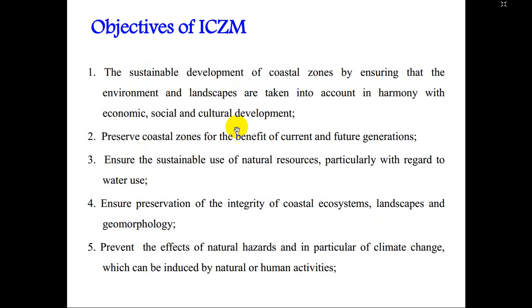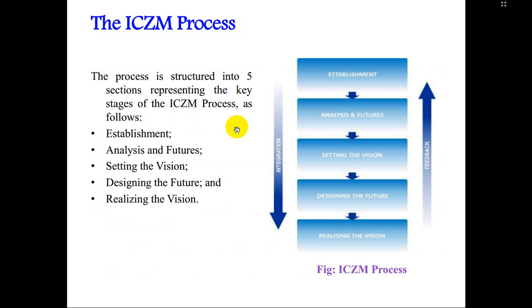Objectives of ICZM. 1. The sustainable development of coastal zones by ensuring that the environment and landscapes are taken into account in harmony with economic, social, and cultural development. 2. Preserve coastal zones for the benefit of current and future generations. 3. Ensure the sustainable use of natural resources, particularly with regard to water use. 4. Ensure preservation of the integrity of coastal ecosystems, landscapes and geomorphology. 5. Prevent the effects of natural hazards and in particular of climate change, which can be induced by natural or human activities.